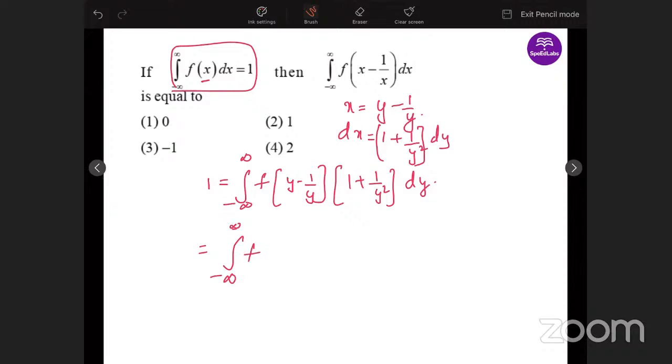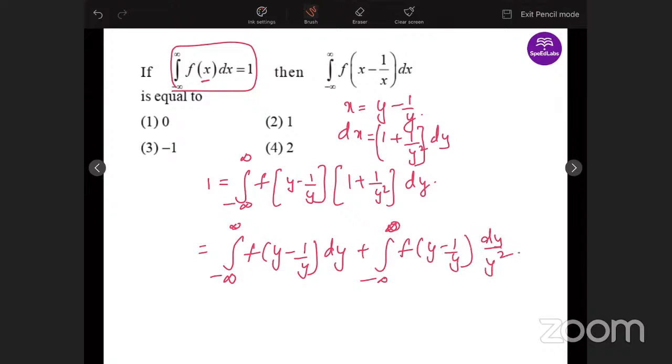So now I can write this as the integral of f of (y minus 1 upon y) dy plus the integral from minus infinity to plus infinity of f of (y minus 1 upon y) into dy upon y square. Can we write like this? Yes, sir.